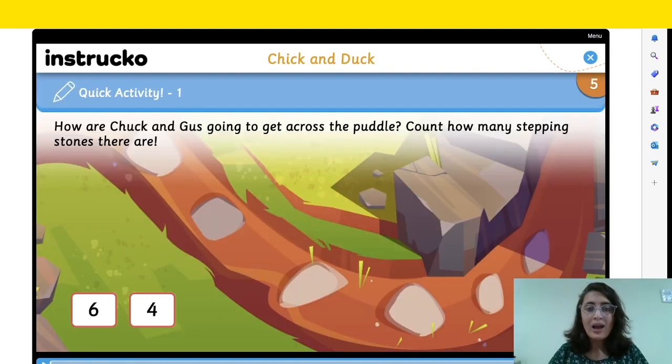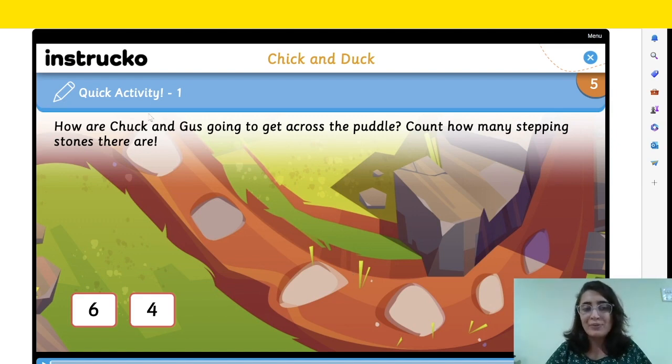Okay. Oh, and here's how they are going to cross the puddle. So they have stones laid down for them. They will step on one stone at a time and cross the puddle without being drenched. Okay. Let's count how many total stones there are for them to cross the puddle.